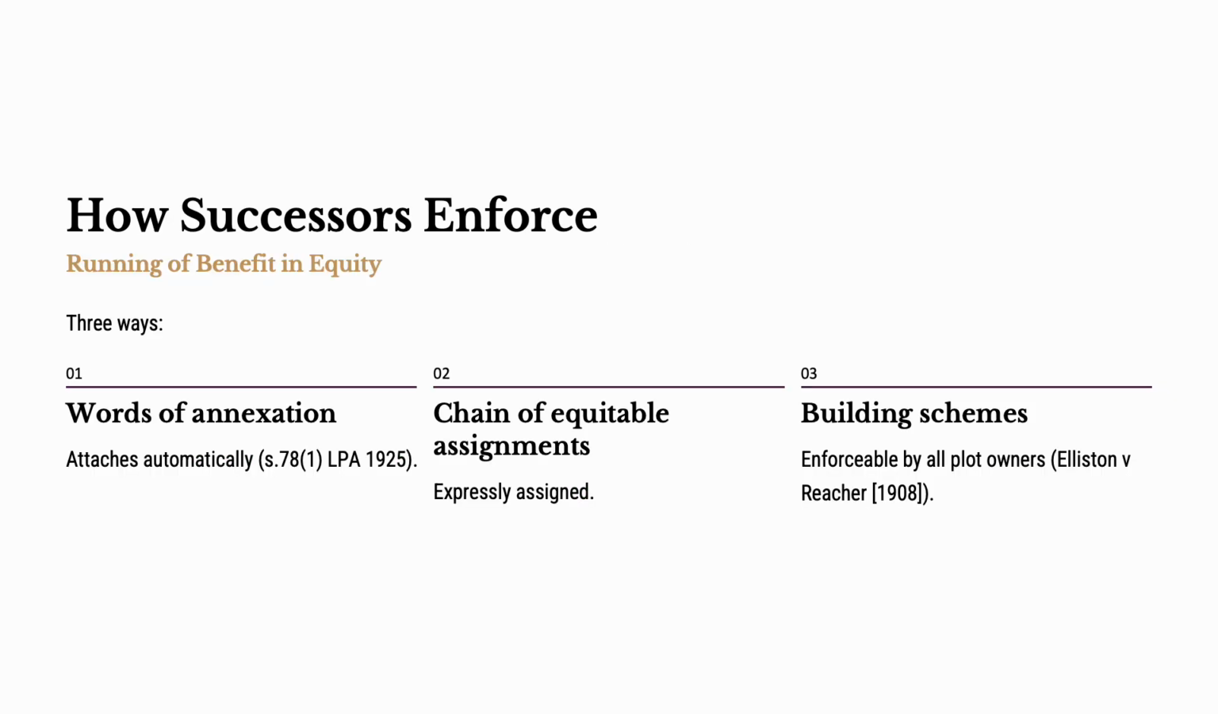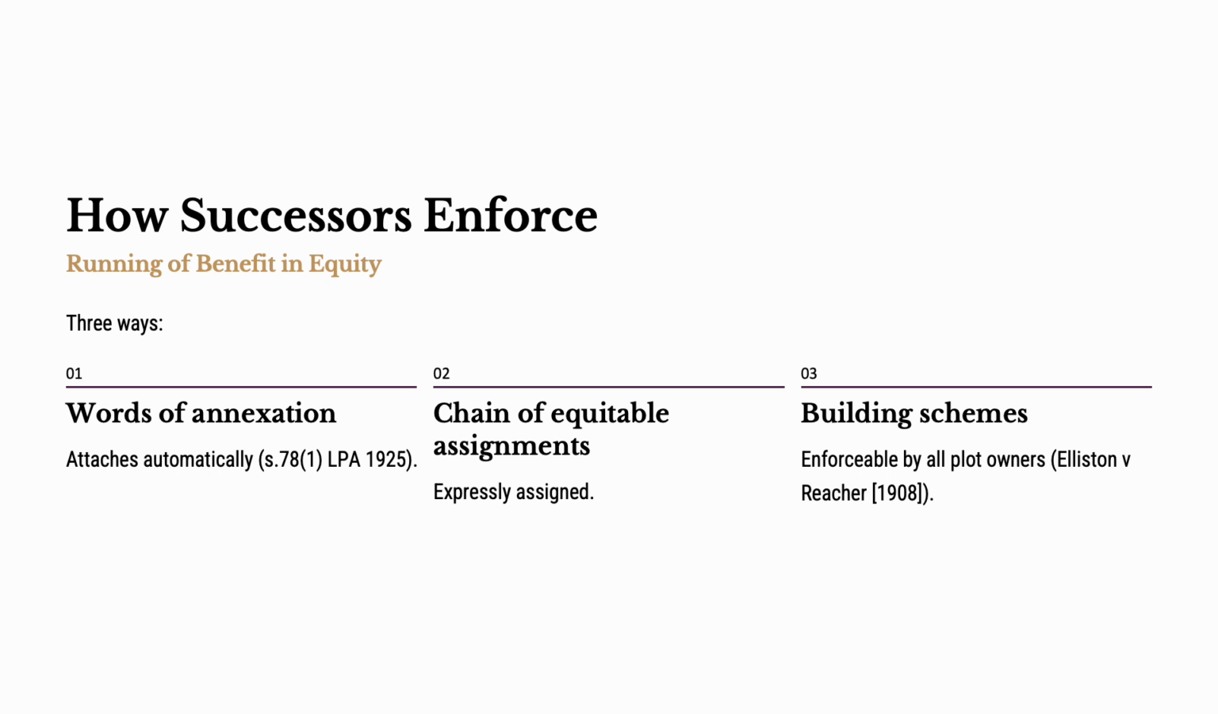Okay, how does a successor enforce? That's very important to understand. The first method is annexation, attaching the benefit permanently to the dominant land so it passes automatically with every transfer. Section 78 subsection 1 of the Law of Property Act 1925 provides that a covenant relating to any land of the covenantee is deemed to be made with the covenantee and their successors in title. This creates statutory annexation unless excluded by express contrary intention.